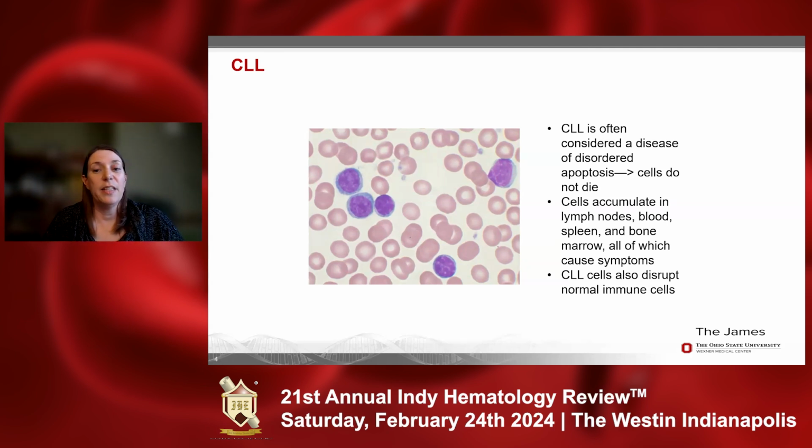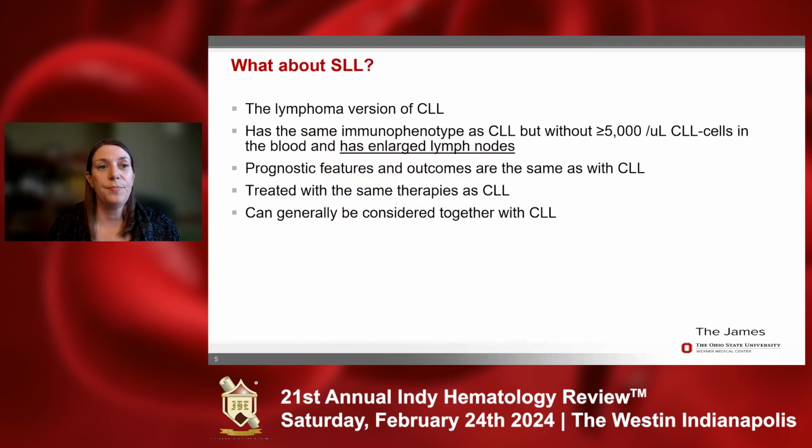And it can cause things like enlarged lymph nodes, which can become uncomfortable. It can cause the spleen to become enlarged. It can cause the normal blood cell production to go down if the bone marrow is so full of CLL cells. CLL cells also disrupt normal immune cells because they're very immunosuppressive. So the CLL cells will secrete inflammatory proteins called cytokines, which actually make other blood cells not work the way they're supposed to.